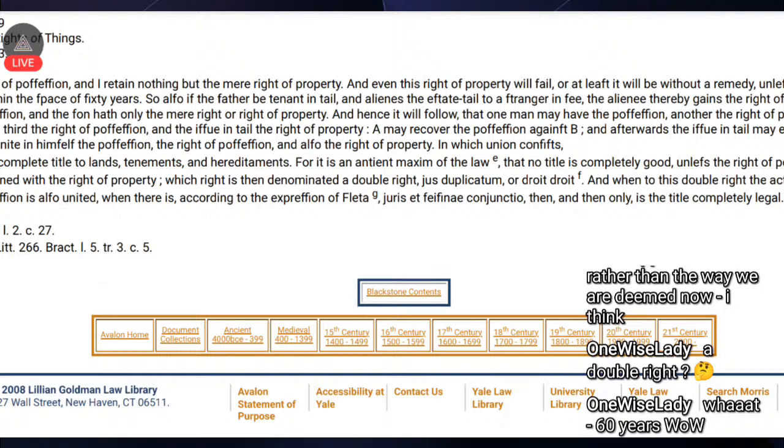And when to this double right the actual possession is also united, when there is, according to the expression, fleta juris et seisinae conjunctio, then and only then is the title completely legal.